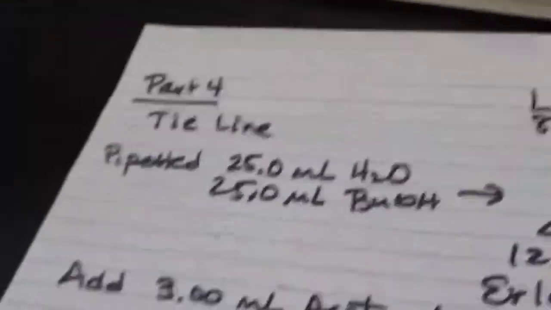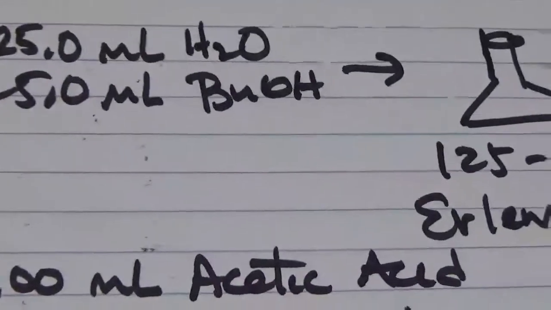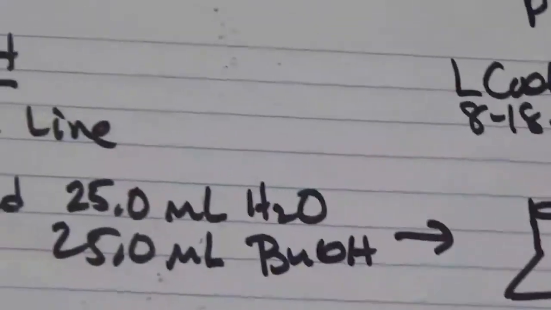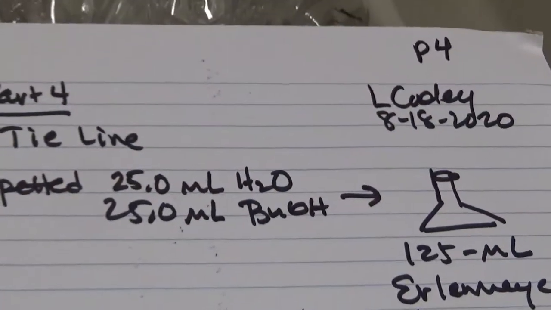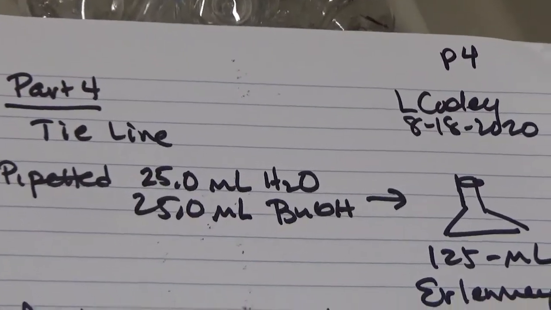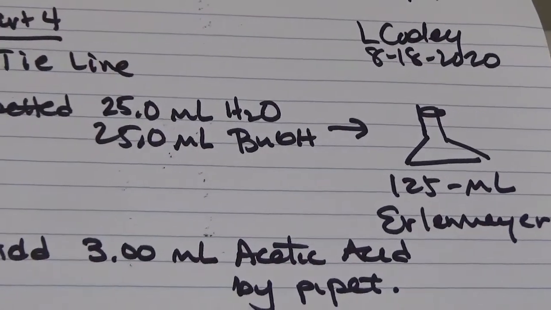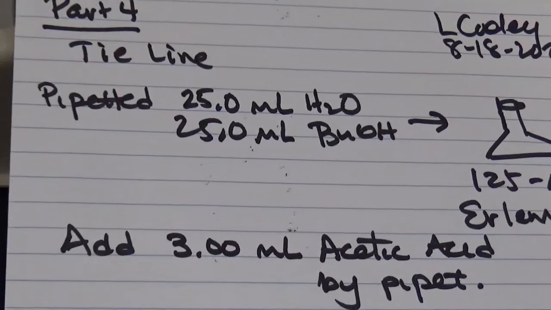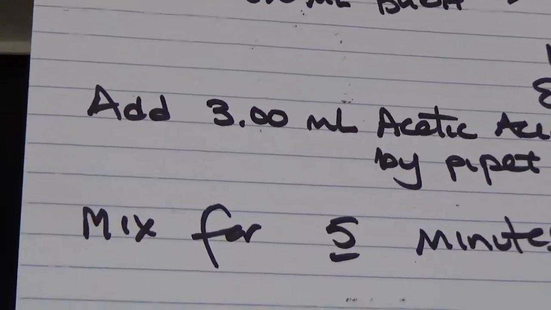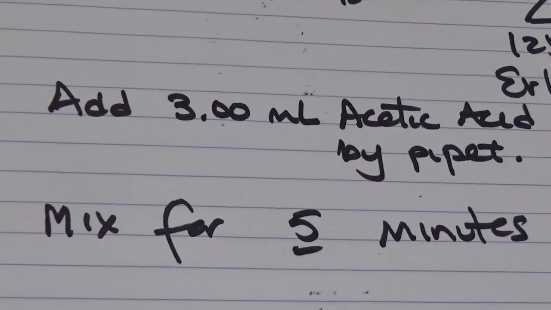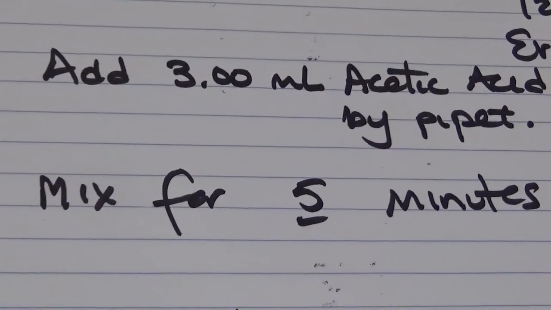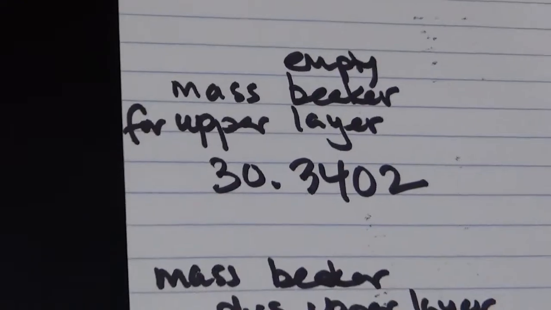Okay, so what I've got so far on this data, you could put it in a notebook if you were doing this in the lab. For the tie line, I've put 25 mils of water and 25 mils of butanol in a 125 milliliter Erlenmeyer, and I pipetted 3 milliliters of acetic acid, and I'm mixing for 5 minutes, and that noise you hear in the background is the stir, so I'm still mixing. But in the meantime, I weighed these empty beakers that I'm going to put the lower layer and the upper layer in once I separate the layers.